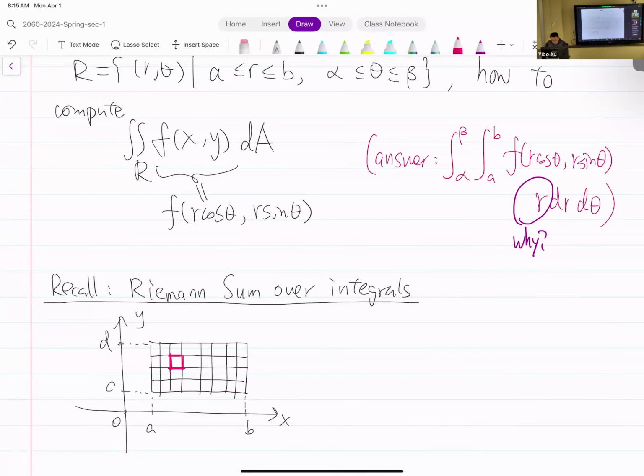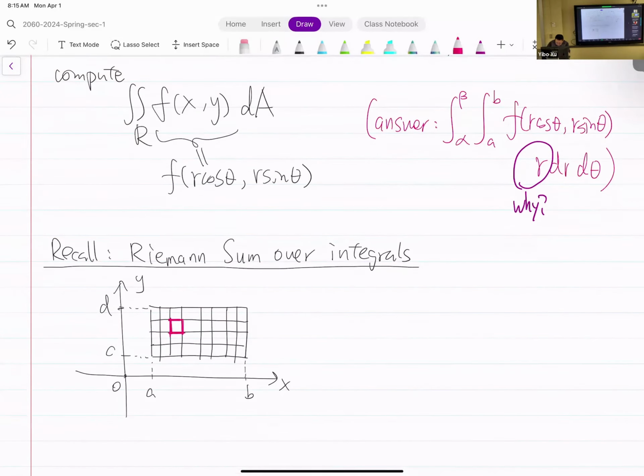Okay, so if you recall, we represent delta A, the way that we subdivide, to be delta x times delta y. Okay, the increment in x and the increment in y will multiply. Let's represent the area of a triangle. Excuse me, the rectangle right here. Okay.